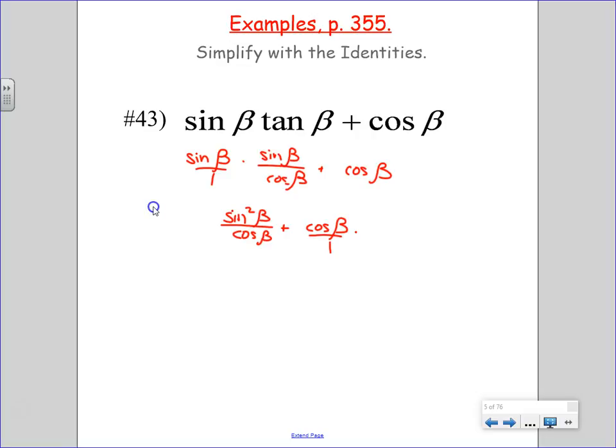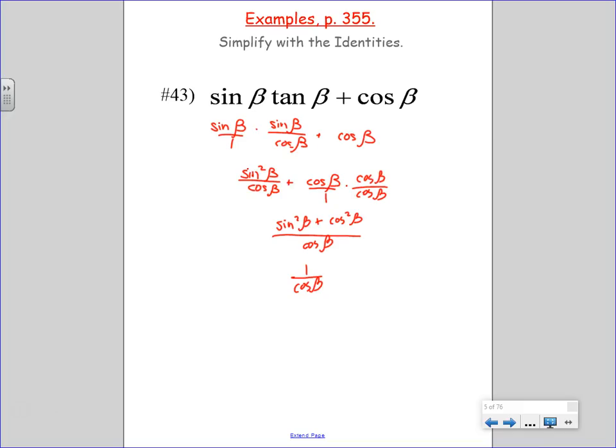You've got to follow the math. I have 2 different pieces. Better get a common denominator. Now I have sine squared beta plus cosine squared beta all over cosine beta. This does not look any simpler. Sine squared plus cosine squared is 1, that's supposed to be our favorite, right? Oh, we're done. No, we can flip it. That whole expression is really just secant.